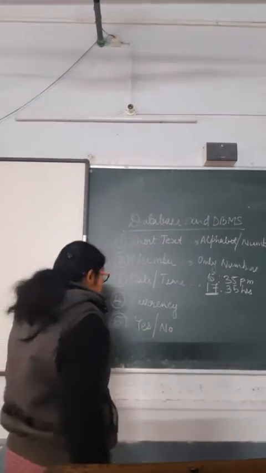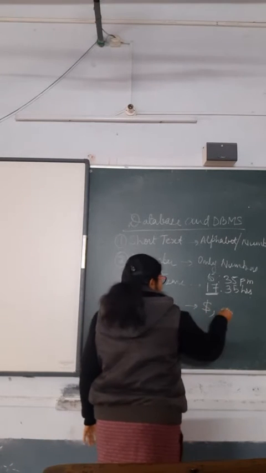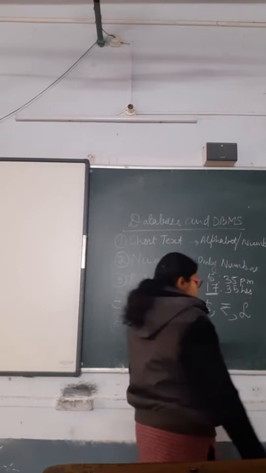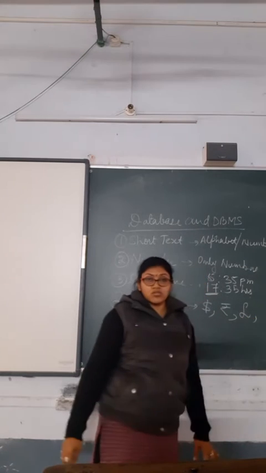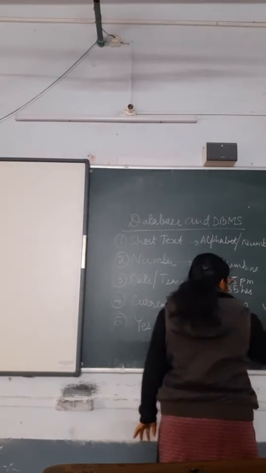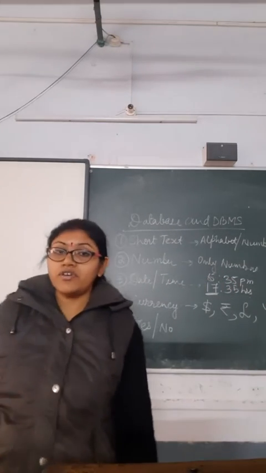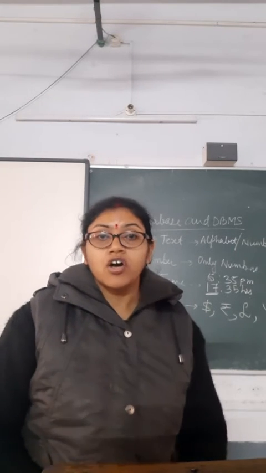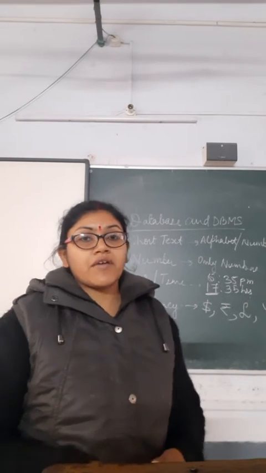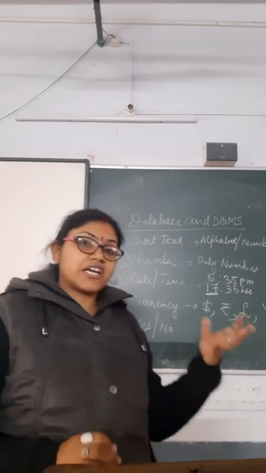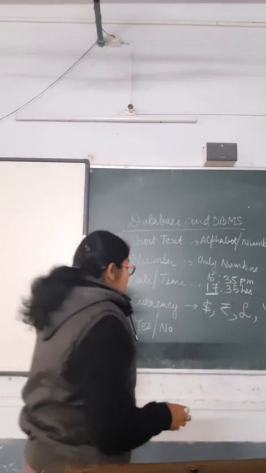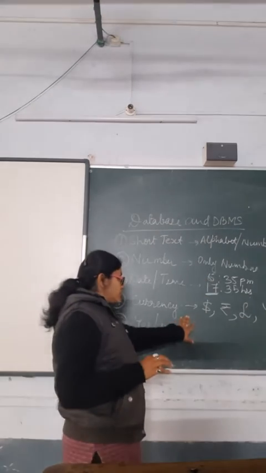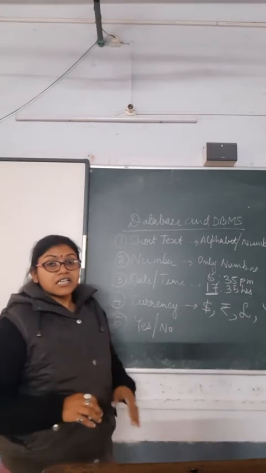Next is the currency. Whatever currency is there, the dollar or the rupees, or this is pound, yen. So many currencies are there. When we are creating a profile of a person, of an employee of any company, then you have to mention the salary also, the bonus also, how much salary you are getting, how much is earned in the month. So we have to mention it with the currency symbol. So here you can use the currency data type.